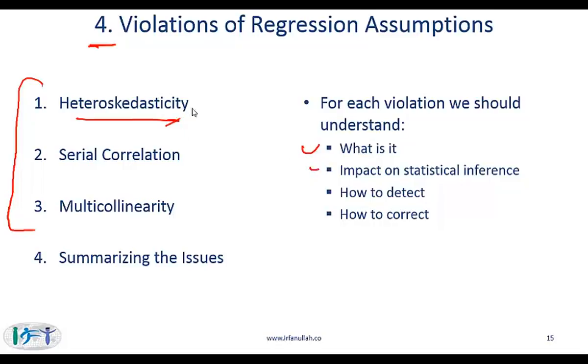If we have heteroscedasticity, which is a bad thing, what is the impact on our statistical inference? How do we detect heteroscedasticity and how do we correct it?